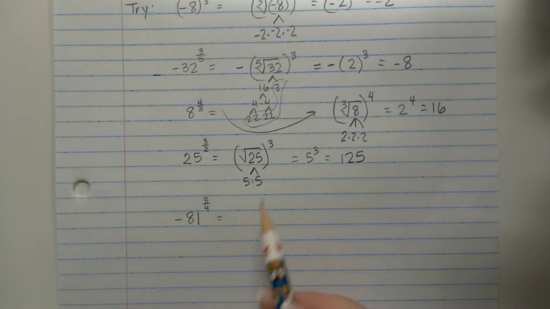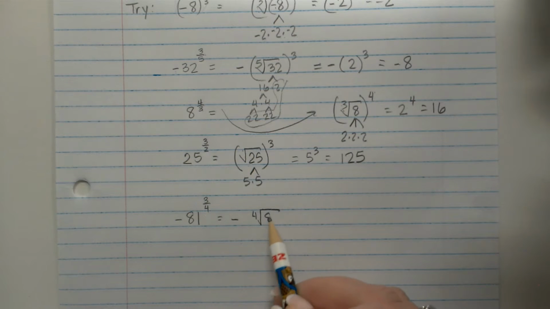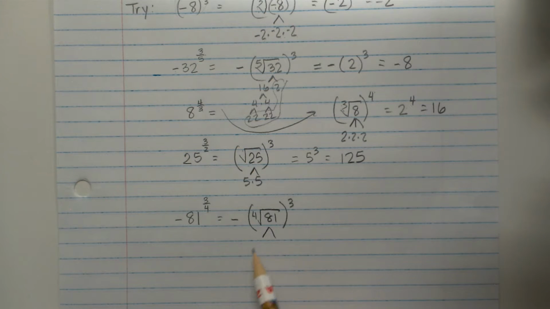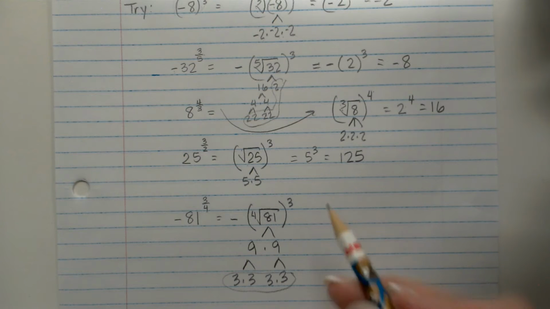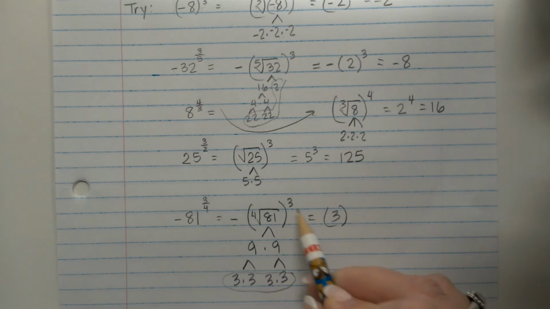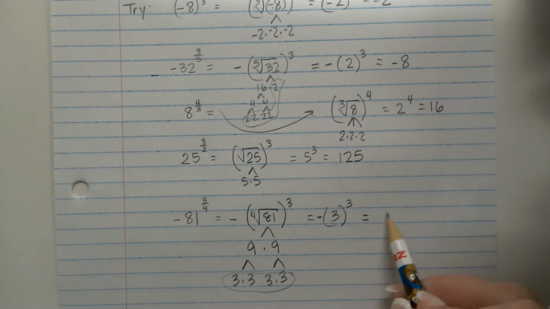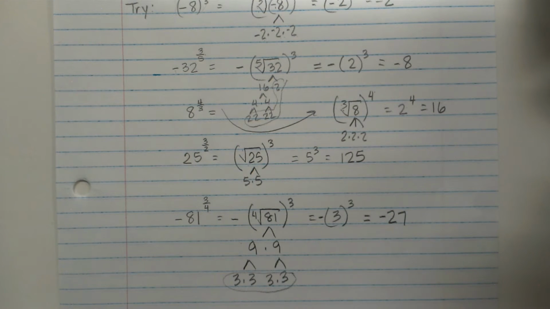Again, this negative is out front, so it's not part of this exponent. So I'm going to take the 4th root of 81 first, and then cube it. All right, so I'm looking for 4 of something. So this is 9 times 9, and this is 3 times 3. All right, so hey, I found 4. So the 4th root of 81 is 3, and then I want to raise that number to the 3rd power. So 3 times 3 is 9. Whoops, I forgot my negative. Times 3 is 27. So my answer is negative 27.